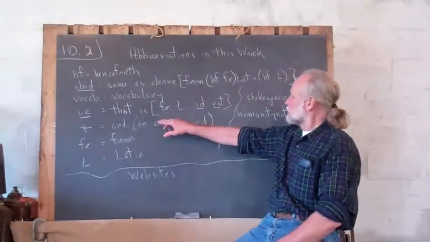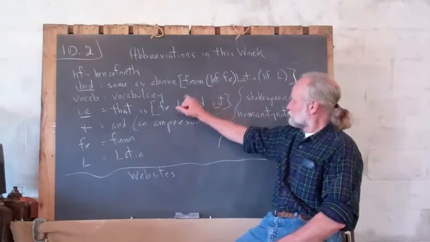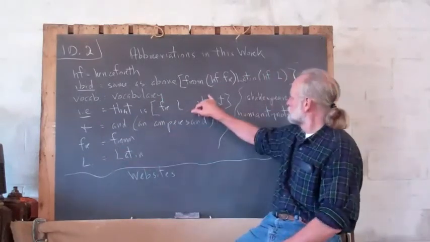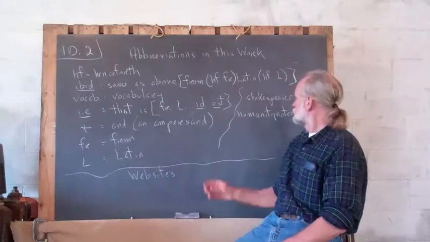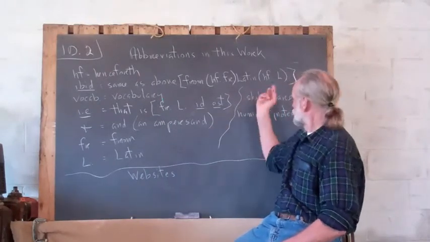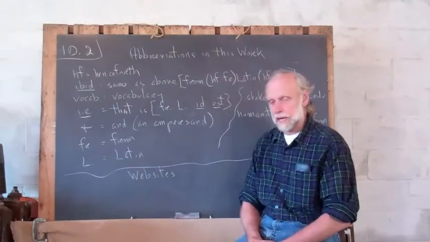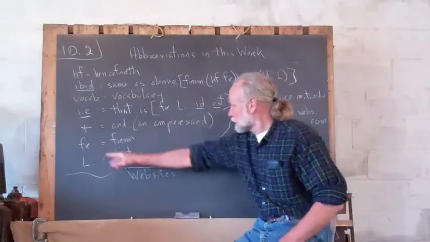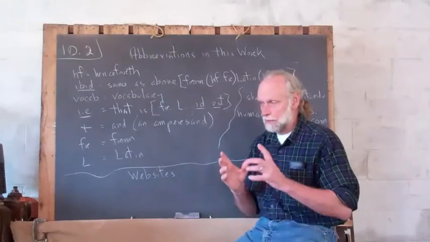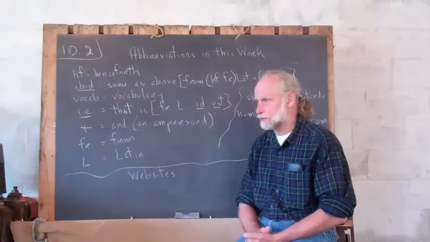FR, we just did this. FR from now on is going to be from, and then capital L. Latin, from now on, is going to be capital L. Lowercase fr means from. If it were capital F, it would be French. We'll get to that later on.